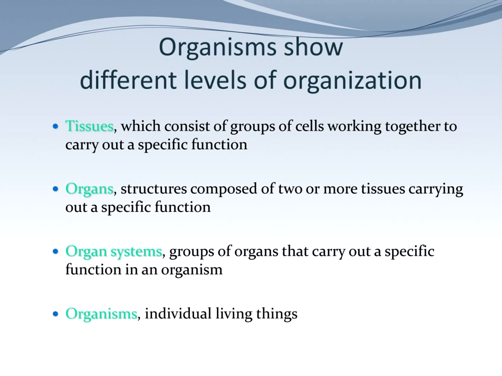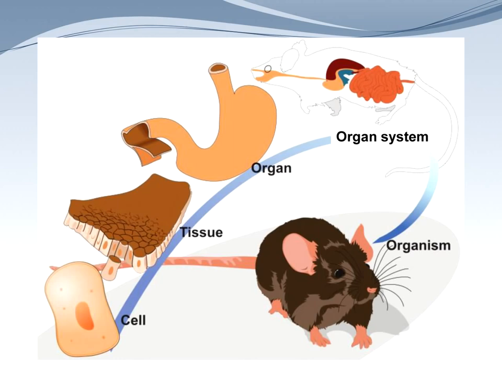Organisms, like animals, exhibit these larger levels of organization. This diagram reviews levels of organization larger than cells. Tissues are composed of groups of cells that are working together. An organ such as the stomach is made up of several different tissues. The stomach is part of an organ system called the digestive system. These three levels of organization, tissue, organ, and organ system, are part of a larger organism.